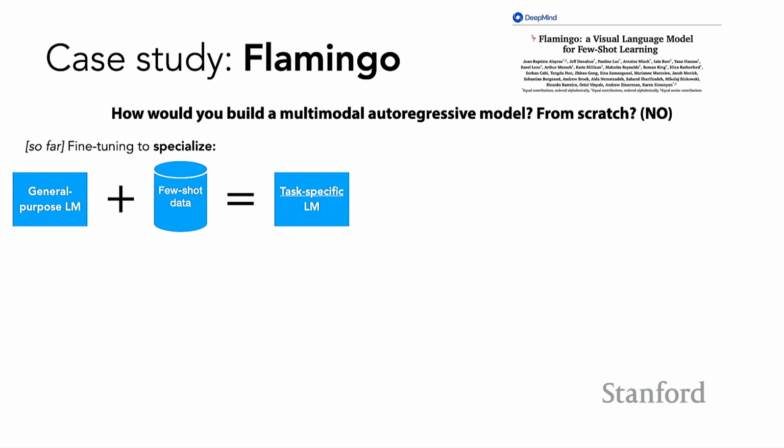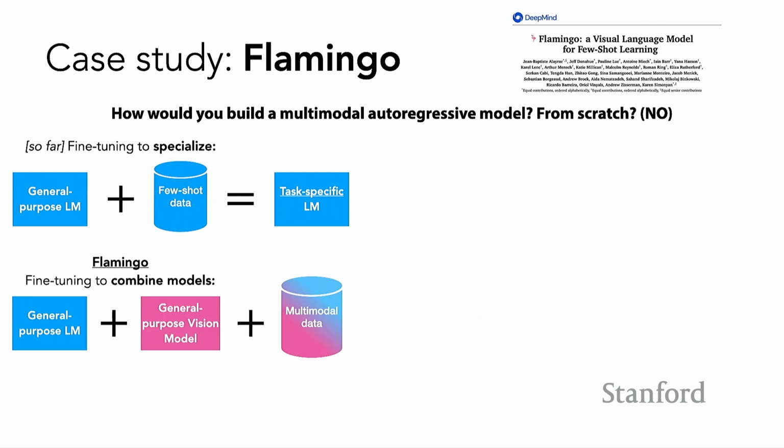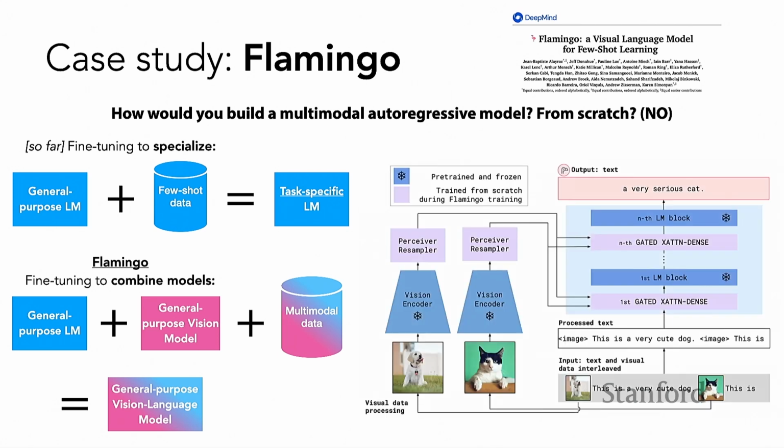So for the most part, what we've been showing is fine-tuning as a form of specialization. So we take a general purpose model, we use few-shot data to make it a task-specific model. But in Flamingo, they use fine-tuning as a way to actually just combine two pre-trained models. So they have a pre-trained autoregressive language model and a pre-trained vision feature extractor, and they fine-tune with a little bit of multimodal data to get this autoregressive image language model.